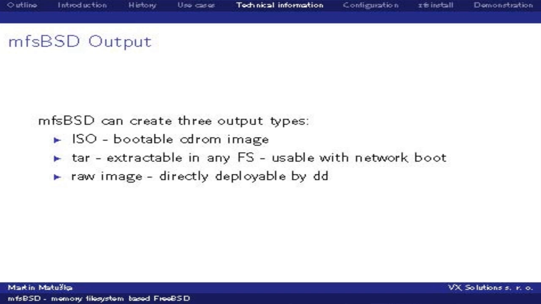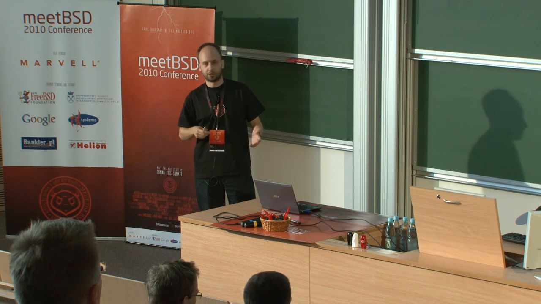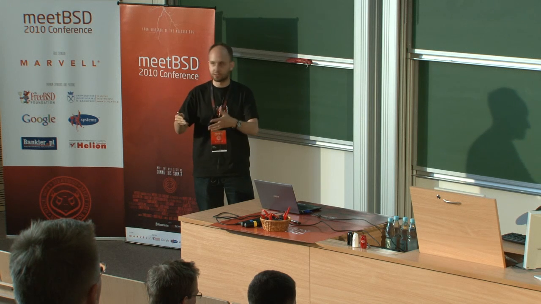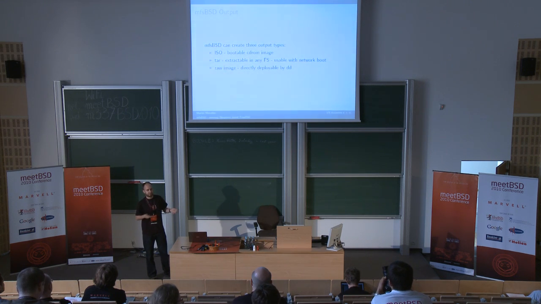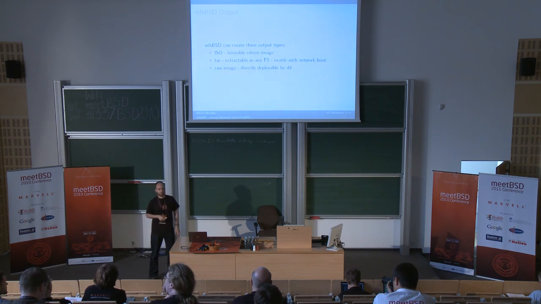Why these three? ISO images are good if you want to boot from CD, or if you have a remote server and you have access to its CD-ROM, you can just boot the CD-ROM. Then tar images, if you want, for example, network boot, or just extract these files in a distribution, you use this option. And finally, a raw image.